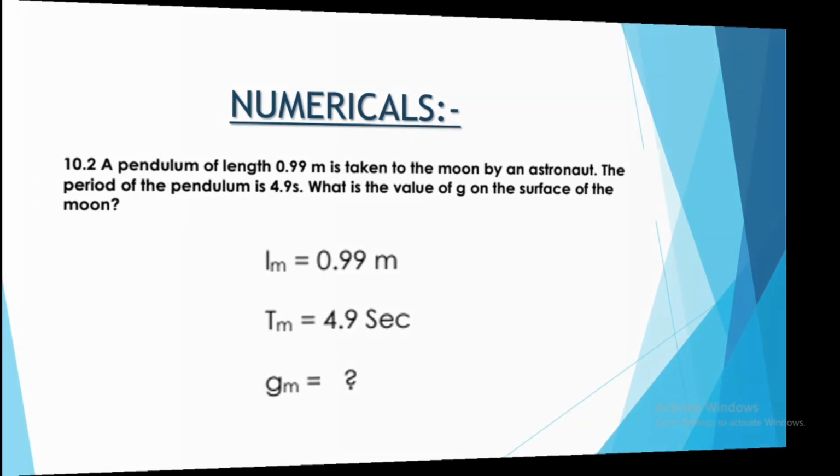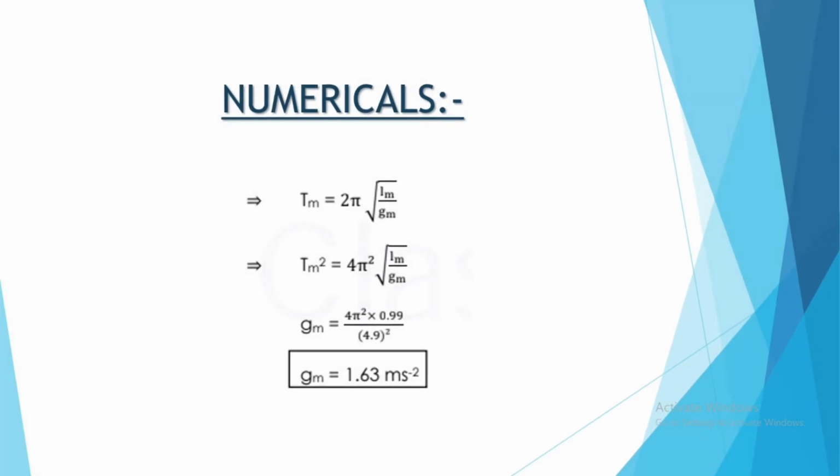So we'll use the formula T is equal to 2 pi under root L upon G. Tm square is equal to 4 pi square Lm upon G. G is equal to 4 pi square into 0.99 upon 4.9 square. Gm is equal to 1.63 meter per second square.